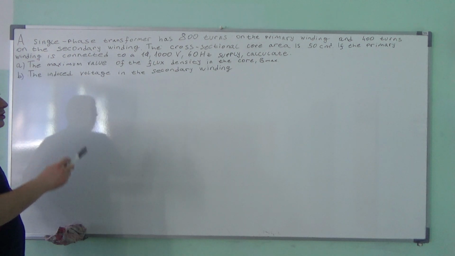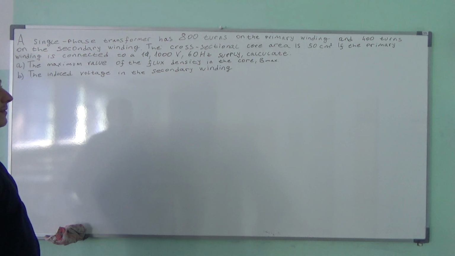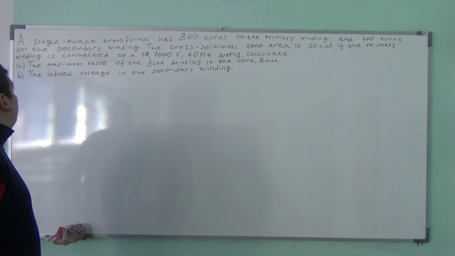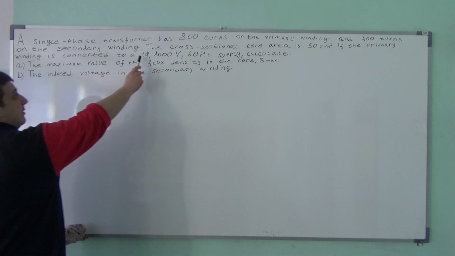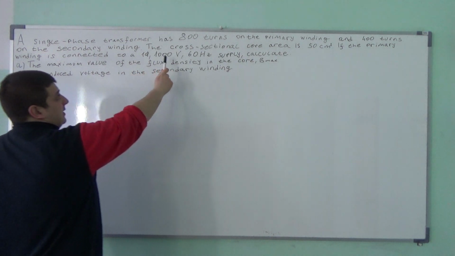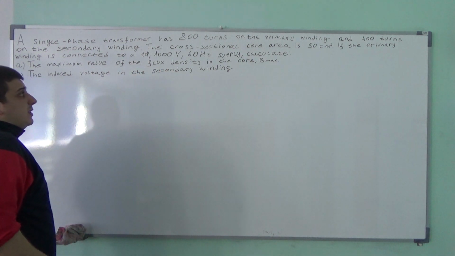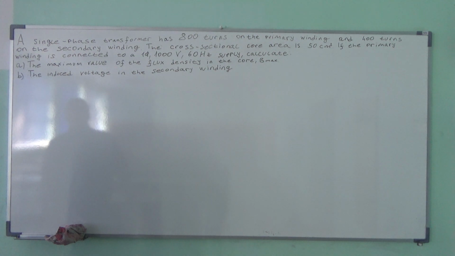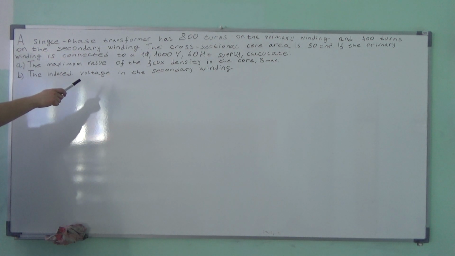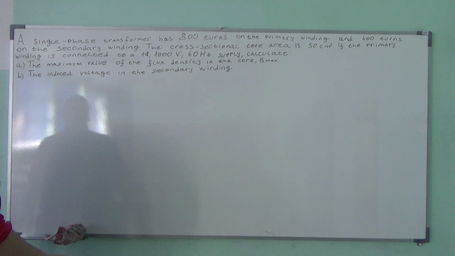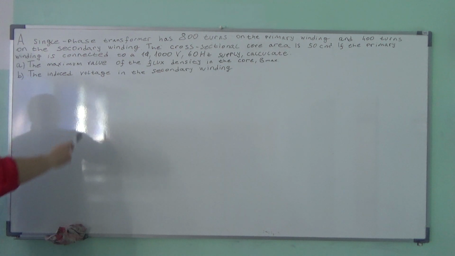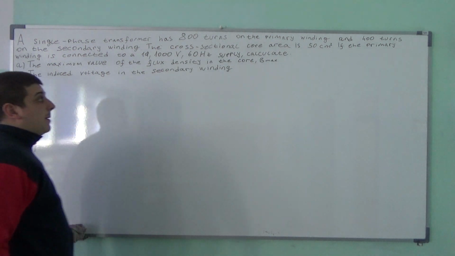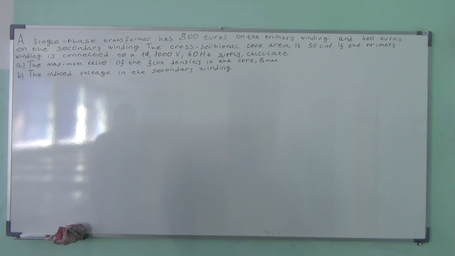The cross-sectional core area is 50 centimeters squared. If the primary winding is connected to a single phase 1000 volts 60 Hz supply, calculate for A the maximum value of the flux density in the core Bmax, and for B the induced voltage in the secondary winding. Okay, so this is an easy test for us.